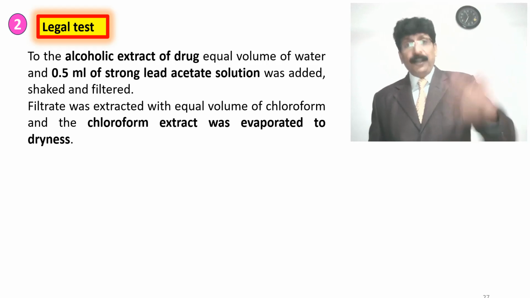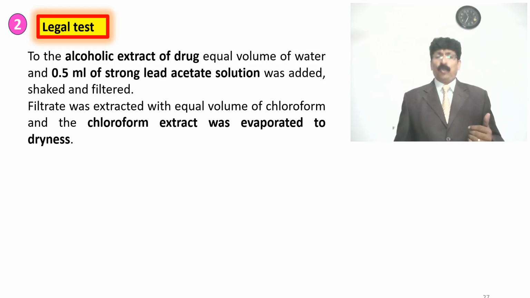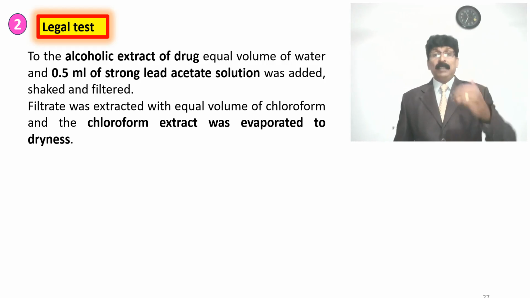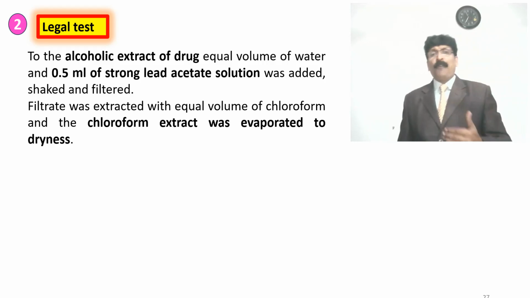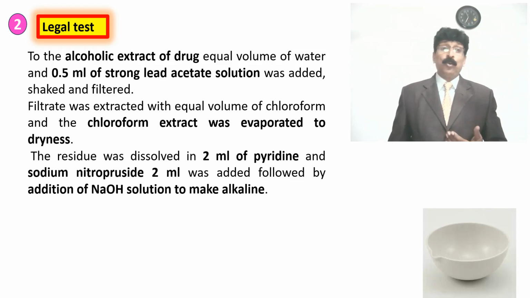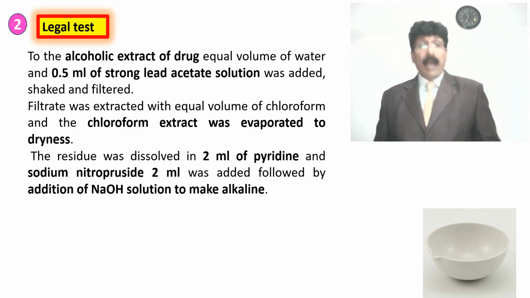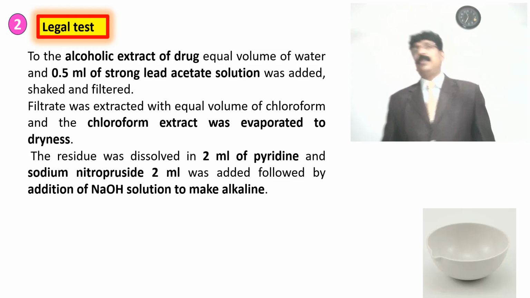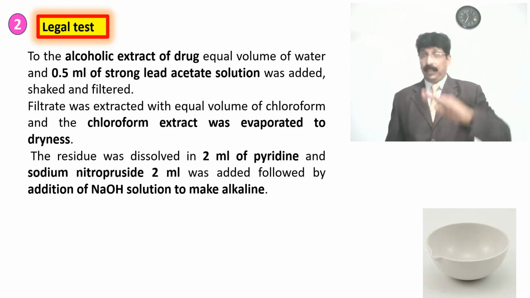The filtrate was extracted with an equal volume of chloroform, that is, extracting the aqueous layer using chloroform, and this chloroform extract was evaporated to dryness in a porcelain dish, as we did previously. The residue was dissolved in 2 ml of pyridine, and 2 ml of sodium nitroprusside is added, followed by addition of sodium hydroxide to make it alkaline.